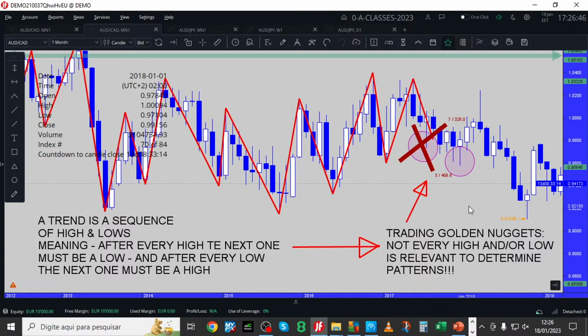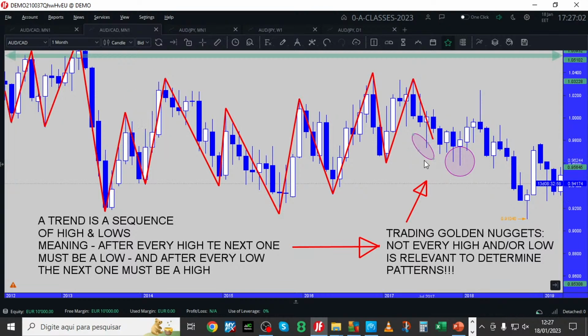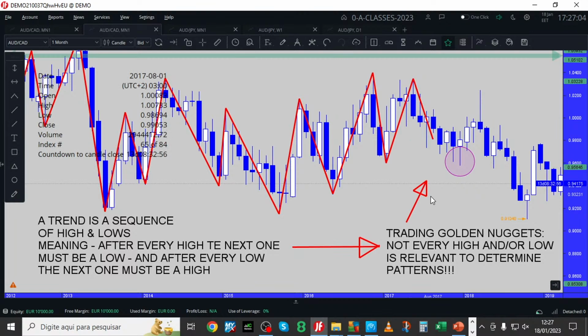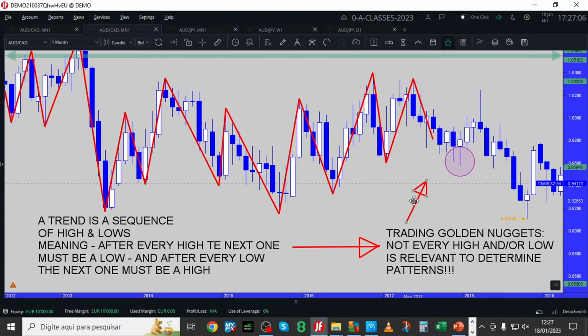So the first low, congratulations to all of you, everybody. The correct answer is the second circle. So the first circle, the first low, it's not even a low, right? It's not even a low, everybody.